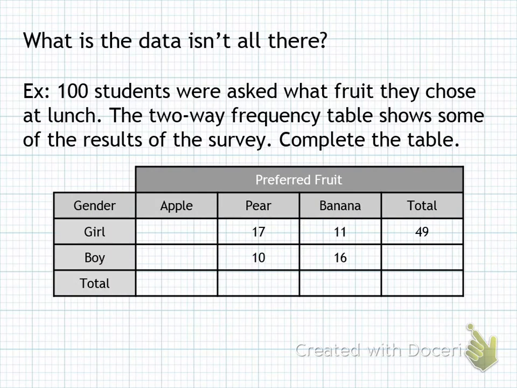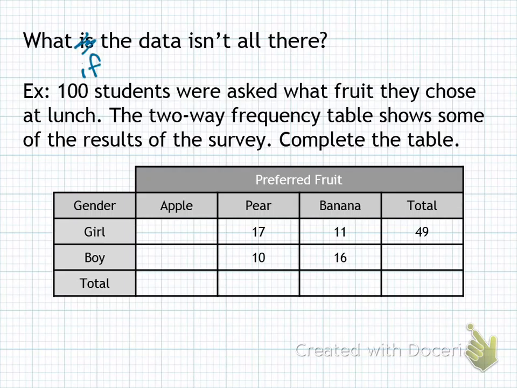Okay, so moving on, sometimes we may be given a table that looks like this. So it's not showing all the data. It wants us to kind of think through, based on what we're given, so that we can complete it. So in this one it says 100 students were asked what fruit they chose at lunch. The two-way frequency table shows some of the results of the survey. Complete the table. Also, sorry, this should say if. What if the data isn't all there?